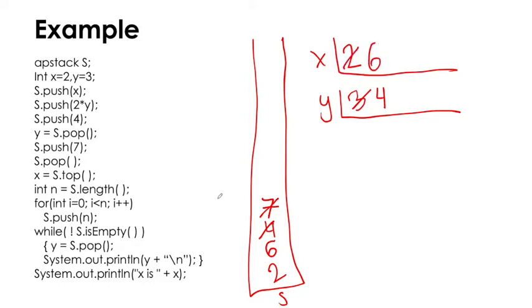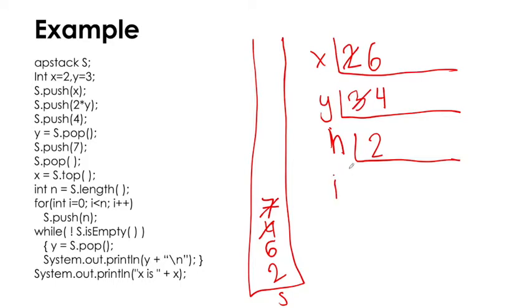Okay, and then next we have here for int i equals 0, i is less than n, and then i plus plus. So i will be equal to 0. We first have n, which will be the length of the stack, and at this point it is 2.